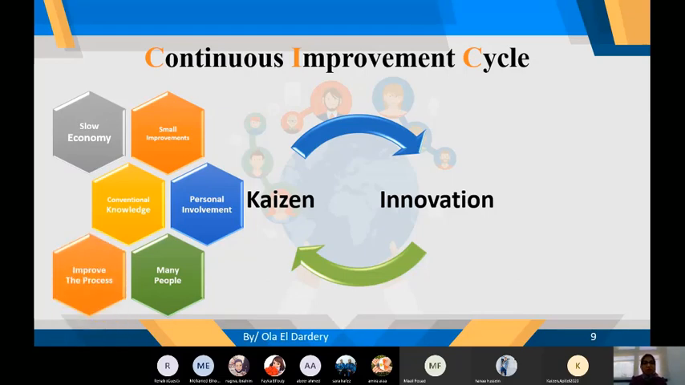On the other hand, it improves the process. Kaizen doesn't focus on the end results. We're not making an innovation or creating something new. So our aim is not the end results. No, Kaizen is about improving the whole process, whatever the process is: the educational process, providing a certain service, the process of manufacturing a certain product. This is the idea behind Kaizen. On the other side, we have innovation.